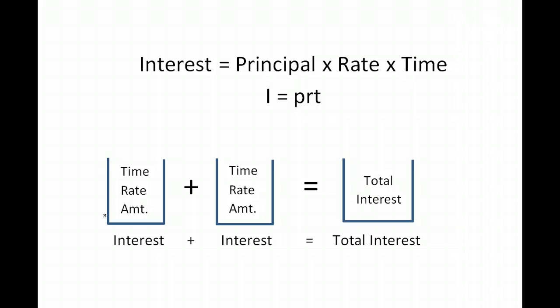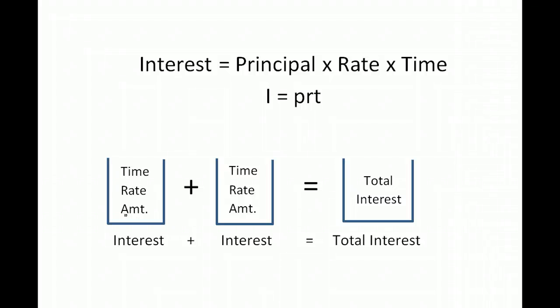We will have a bucket that stands for the interest, another bucket that stands for the interest, and then our third bucket will be the total interest. So my equation is going to be interest plus interest equals total interest, and we're going to find that interest by using buckets. Each bucket is going to stand for one of the accounts, whether it's a loan interest account or a savings account. The buckets will stand for interest.